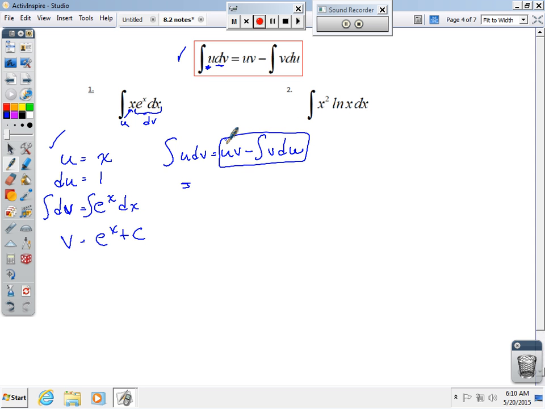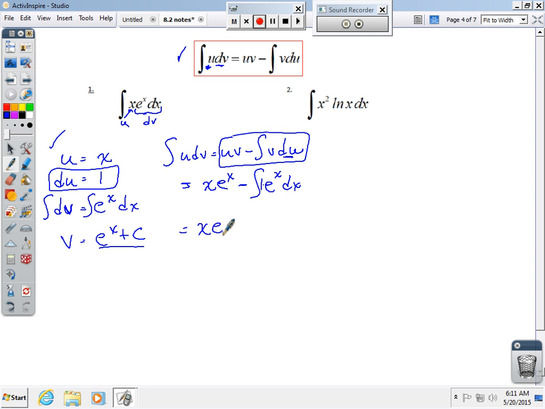This is what we're solving for. So that's going to be an x times v, which is e to the x, and we do not need the constant at the end there. So x e to the x minus the integral of v, which is going to be an e to the x, and then du is just going to be my 1, oh, excuse me, e to the x dx, and the du part of it's just the 1 that's right here. And now we can simplify this.